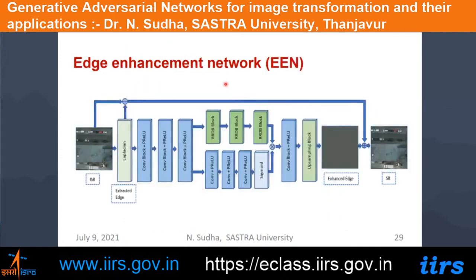So this is the edge enhancement network. It's not a GAN network, but we have already seen the GAN. There is one edge enhancement network where the input is the intermediate super resolution image. This is a high resolution image, but the Laplacian operator is applied on that to extract the edges, and after improving the image, that edge is added to it, and you get a super resolution image with enhanced edges.